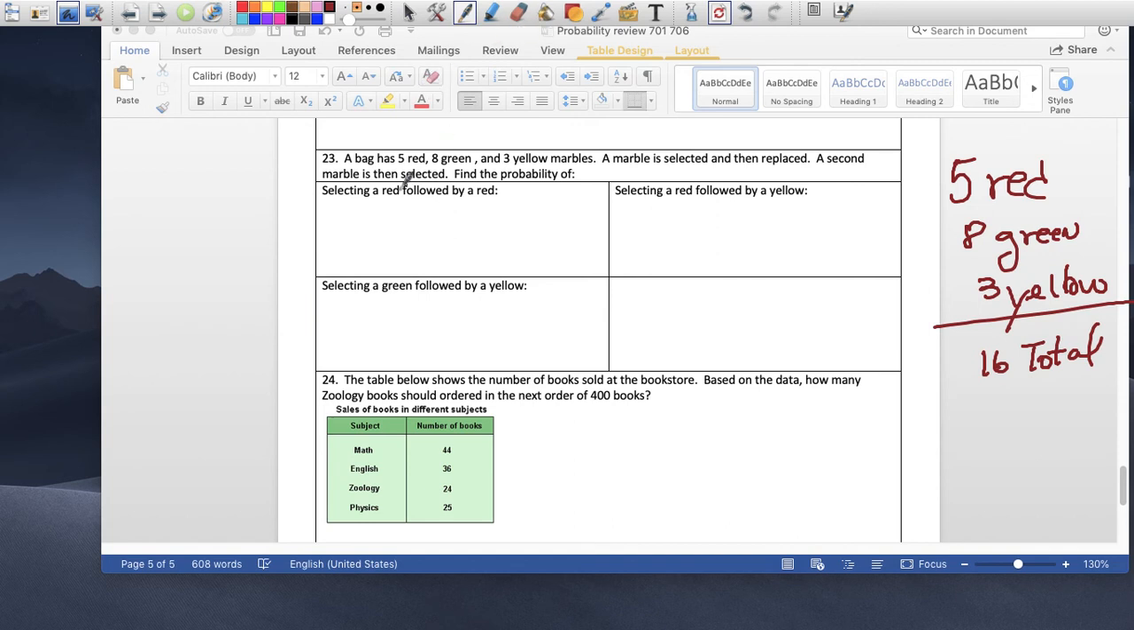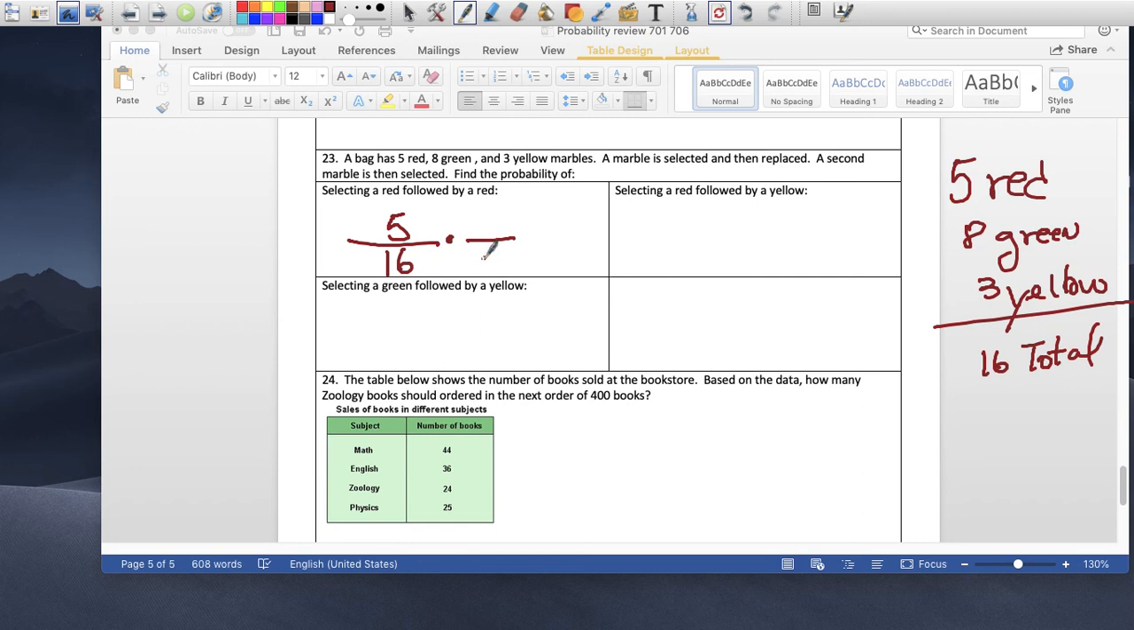Okay. So the first question says, what's the probability of getting a red followed by a red. So you're taking a red followed by a red. So what's the probability of right now going to the bag and getting a red? Well, there's 16 in total. How many reds are there? 5. You look at it, and now you return the marble into the bag, you shake it, and then you're going to take another red.